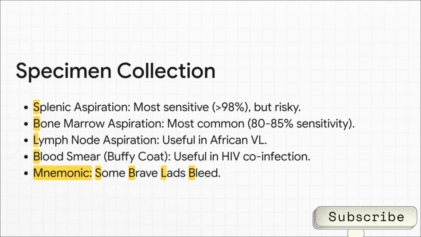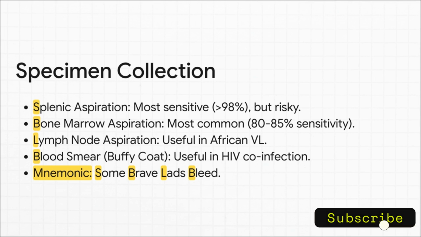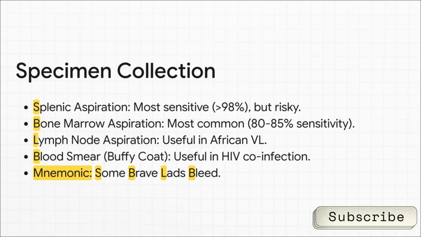You can also use lymph nodes or even a buffy coat from blood, especially if the patient is co-infected with HIV. And hey, here's a mnemonic for the samples. Some brave lads bleed. Splenic, bone marrow, lymph node, blood.